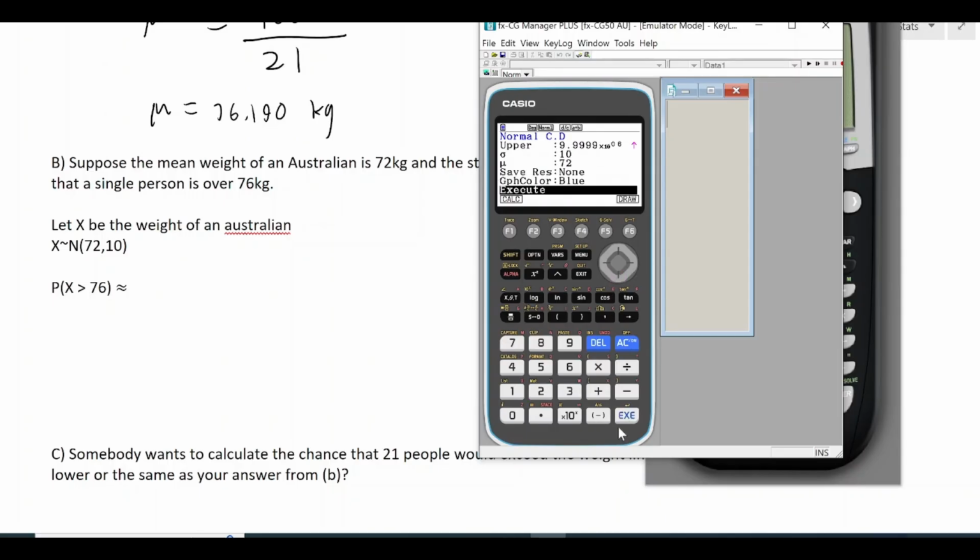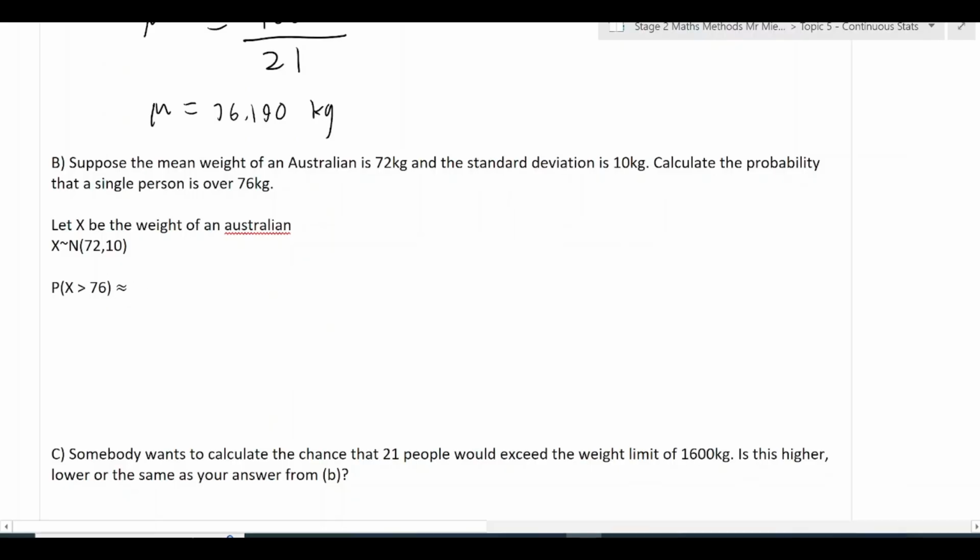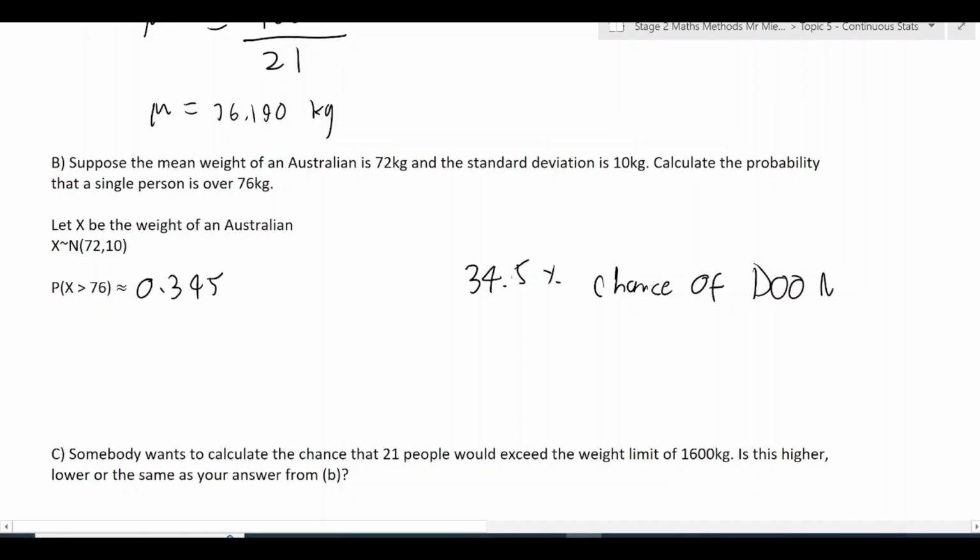The chance that an individual is over 76 kilos is 0.345. So the scary interpretation of that is a 34.5% chance of doom. Crashed elevator. All right.